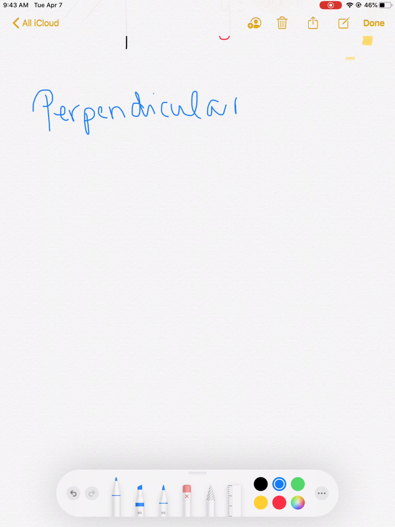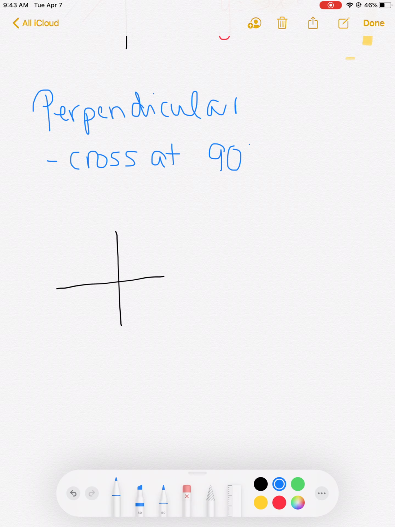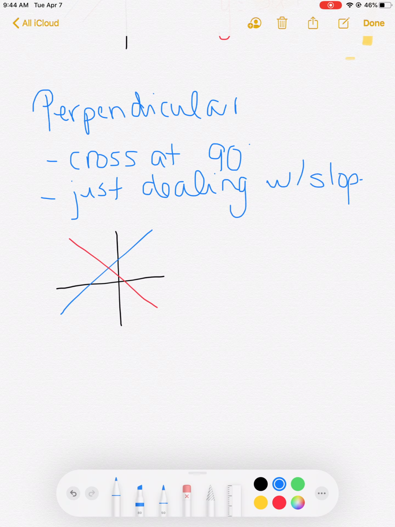Brutal. Okay. Perpendicular means it is the opposite. So it means they cross at 90 degrees. So if I were to have my Cartesian plane, and I were to have a line that looks like this, my other line would look like that. Exactly opposite. Again, we're just dealing with slope. Okay?